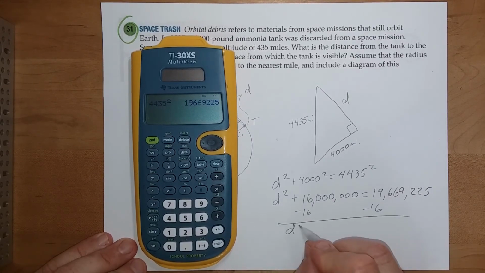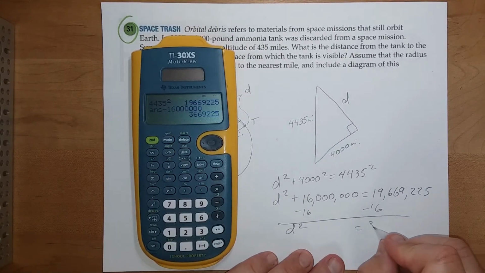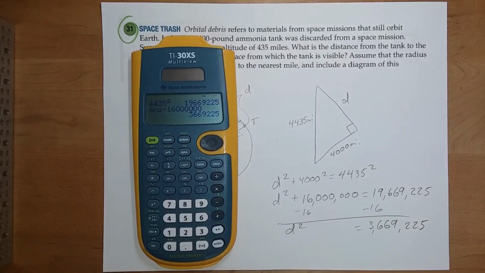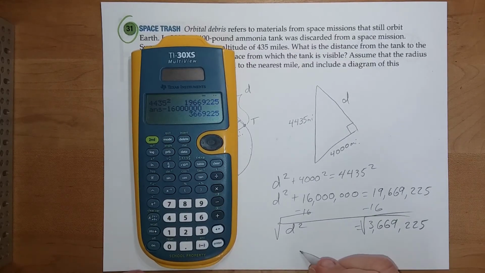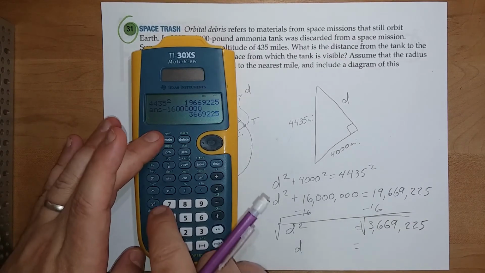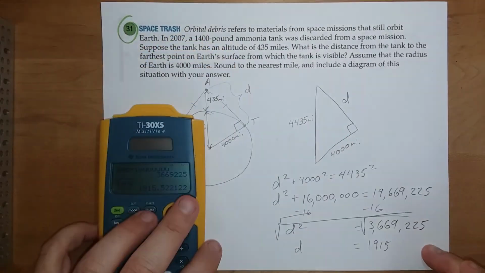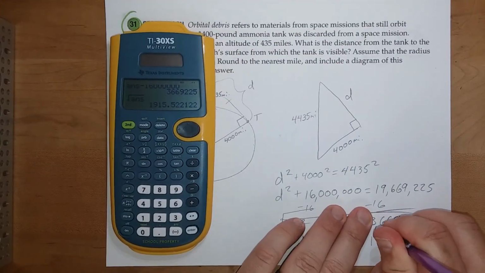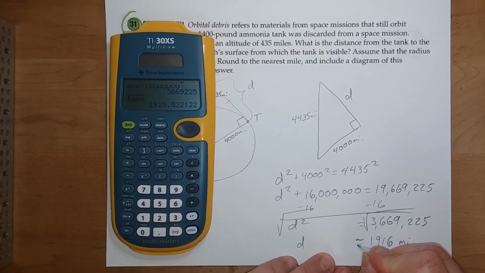Okay, and I'm going to get D squared equals 3,669,225. How do I find D now? I'm going to go ahead and swish and flick on that. Take the square root of both sides, and we're going to get distance is approximately 1,915 point. How do they want us to round it? Round to the nearest mile. I'm going to round that up to 1,916 miles. Okay, and that's going to be approximately.